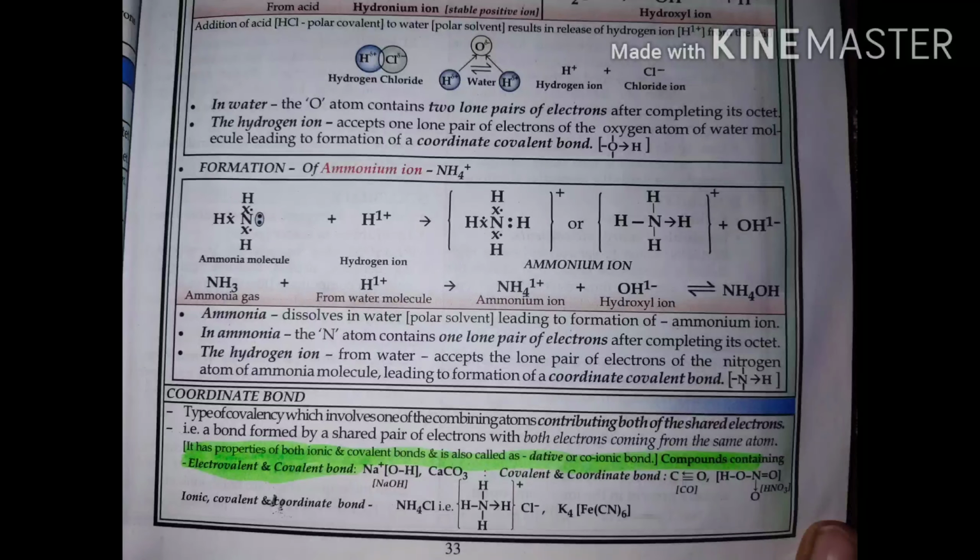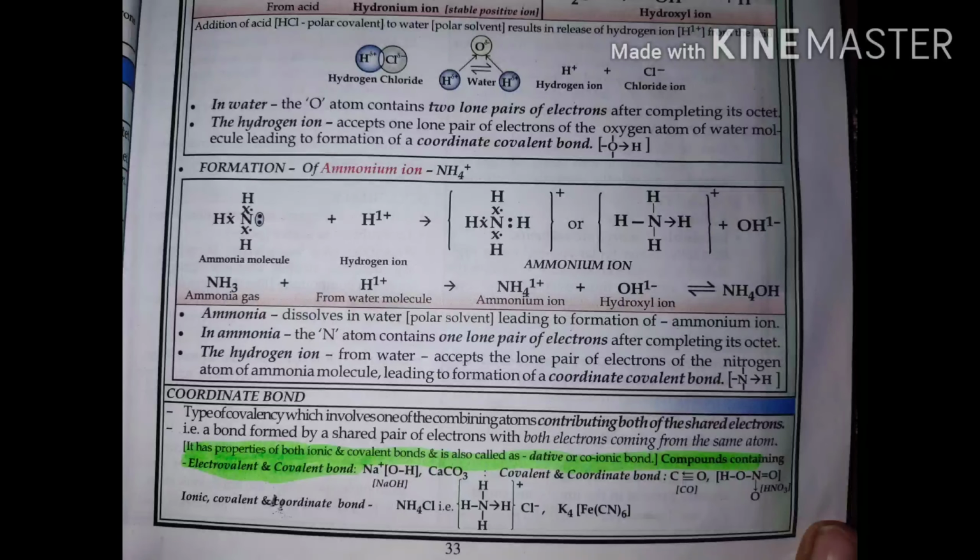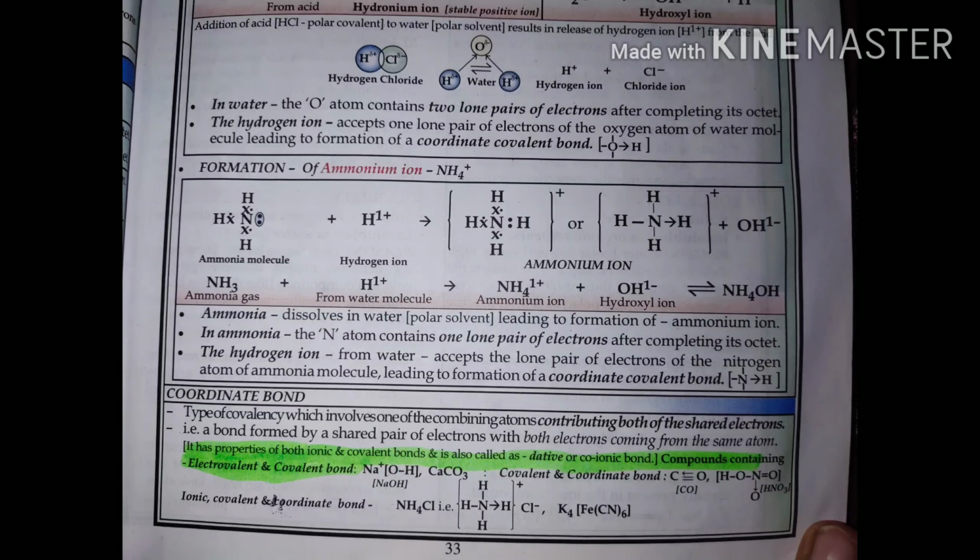Another example of coordinate bond is NH4 plus. In this, on the lower half of the page, you can see the formation of NH4 plus. We start with the ammonia molecule, and the ammonia molecule has one lone pair of electrons. This lone pair of electrons is attacked by an H plus ion, a coordinate bond between nitrogen and hydrogen is formed, and NH4 plus is produced. So we have finished all three types of bond.